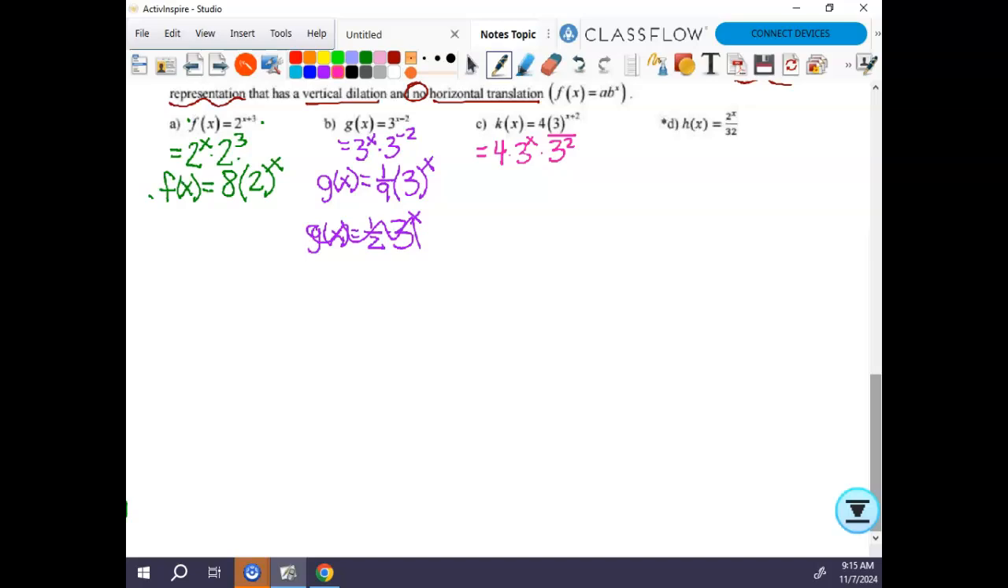So that means my k of x is equal to, all right, I've got to do 3 squared. What's that? 9. And since that's just a plain old whole number, I can multiply it by the plain old 4. 9 times 4 is what? 36. And that leaves me with 3 to the x power.